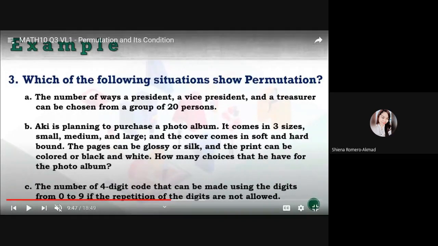Pangalawa nating pinili ay ang cover. Anong gusto nyo, soft or hard? Hard. Now, how about the pages? Do you want it glossy or silk? Glossy. Ang print, gusto nyo colored or black and white? Colored.